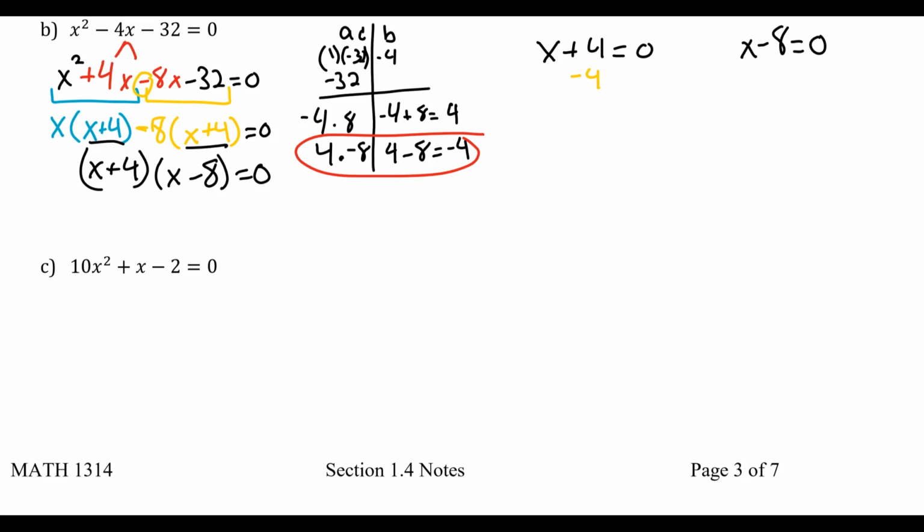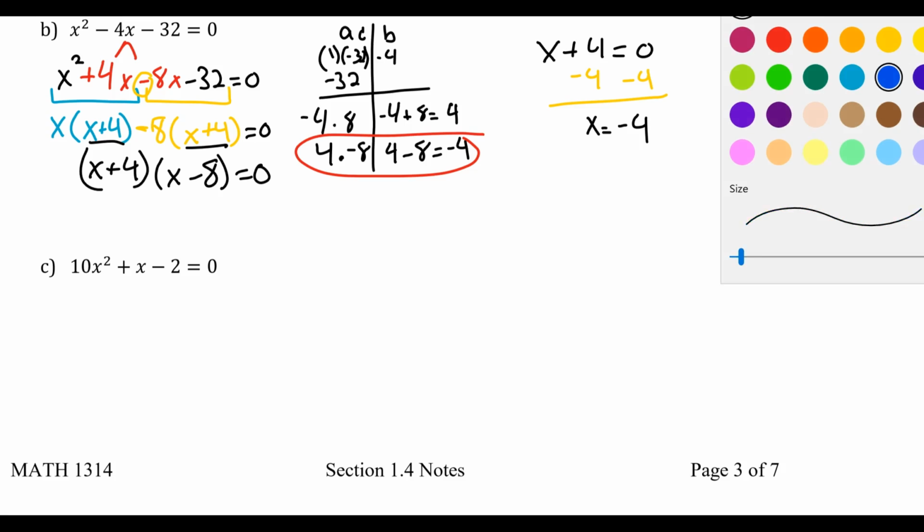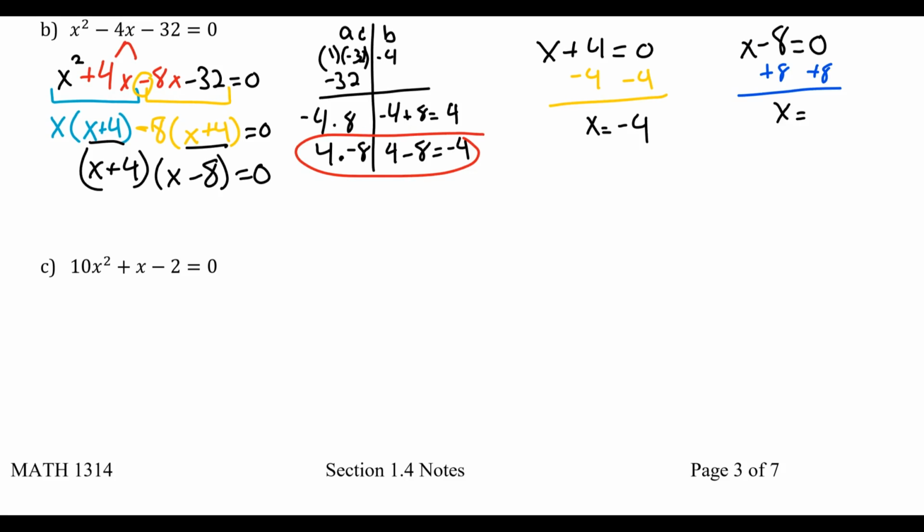So I'll subtract a 4 from both sides. And on this first one, I get x is equal to a negative 4. On the second one, I'm going to add 8 to both sides. And I will get that x is equal to 8. Both of these, if you plug it back in, give us the result that we're wanting.